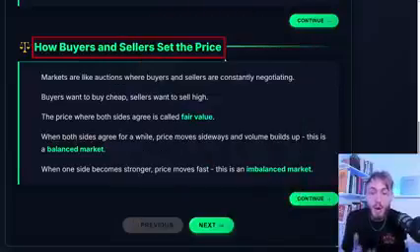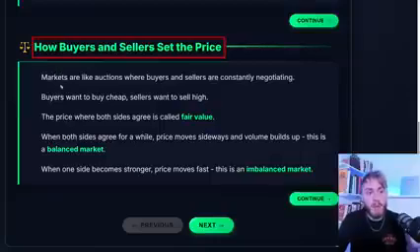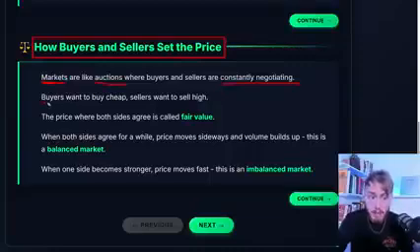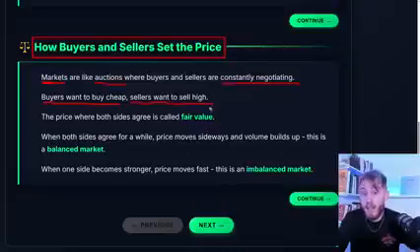Or in other words, how are the buyers and sellers creating the candlesticks you see on the chart. Well, you can think about all markets, whether it's crypto, stocks, or forex, like auctions, where buyers and sellers are constantly negotiating for prices. In simple terms, buyers always want to buy as cheap as possible, and sellers want to sell as high as possible.